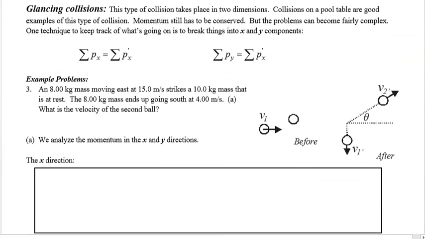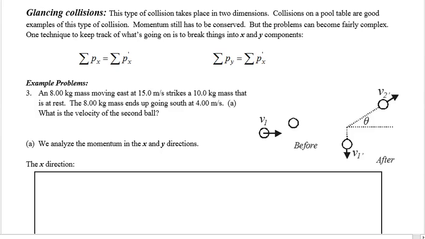Okay, so glancing collisions. This is a little different than before. Before we had collisions that just happen in the X direction or just in the Y direction, right? And that isn't realistic. Things are going to glance, meaning one object is going to hit another object and cause them to move in directions that aren't just in the X or Y.